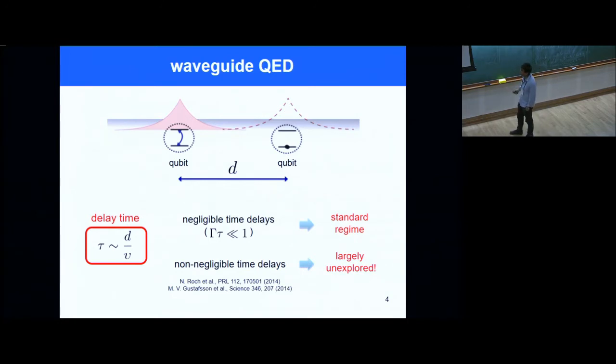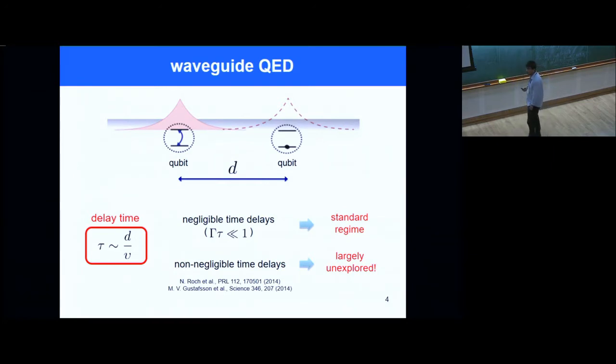The criterion is that the meter is, in fact, the decay rate of the qubit into the waveguide. Gamma is the decay rate, and 1 over gamma is the decay time of the qubit into the waveguide. If the product between this decay rate and the delay time, gamma tau, is much smaller than one, then you are in the regime of negligible time delays. Otherwise, these time delays are significant.